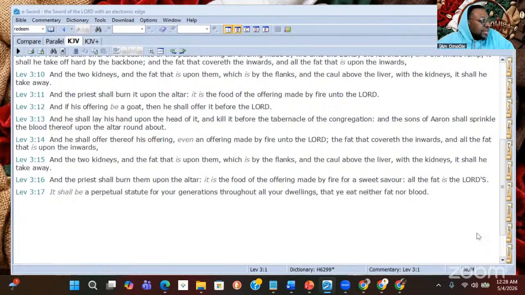And the priest shall burn them upon the altar. It is the food of the offering made by fire for a sweet savor. All the fat is Jehovah's. It shall be a perpetual statute for your generations throughout all your dwellings, that ye eat neither fat nor blood.